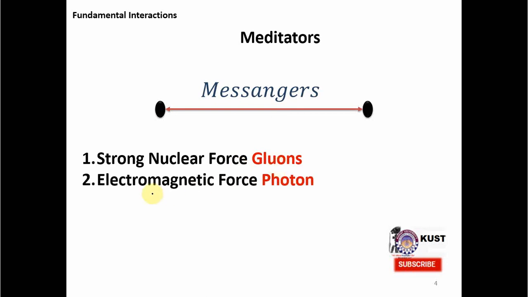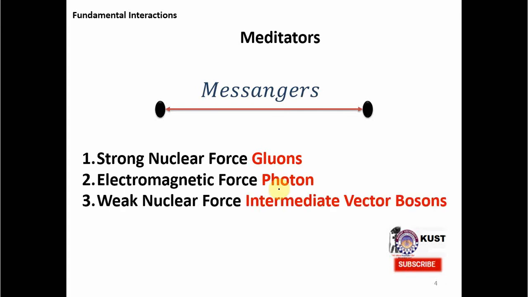And the second force is electromagnetic force. Its mediator is the photon. By the way, the number of gluons we have is 8 and we have only one photon. There are technical reasons for it, because in the strong nuclear force case we have gauge group SU3 and it has 8 generators, therefore we have 8 gluons. In the electromagnetic force we have gauge group U1 and it has only one generator, that's why we have only one photon. The third force is weak nuclear force.